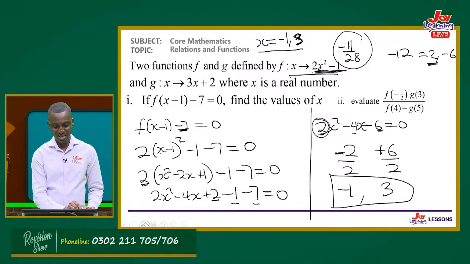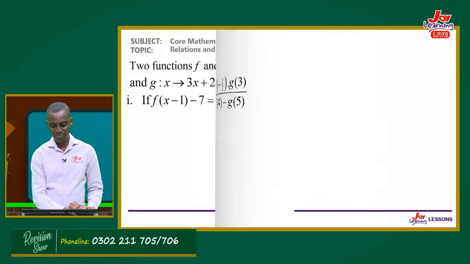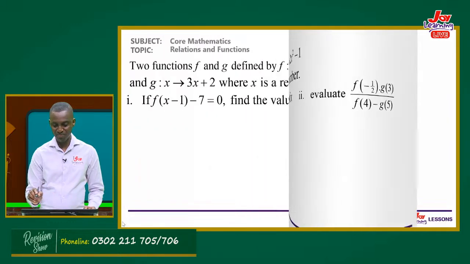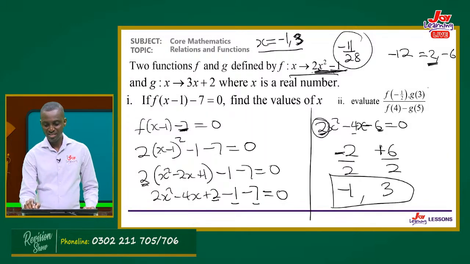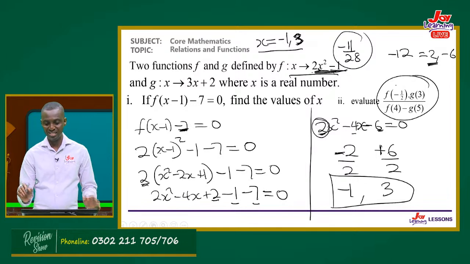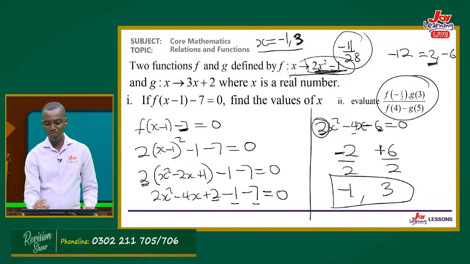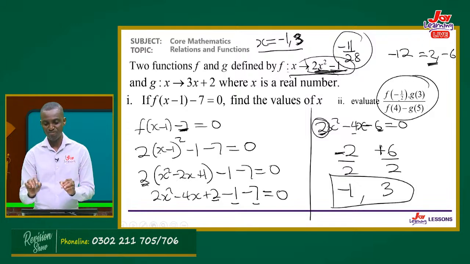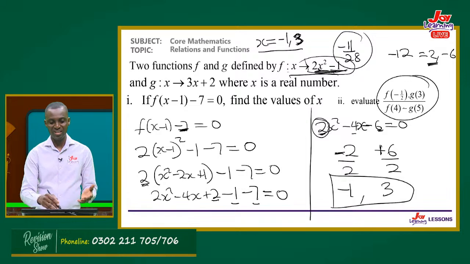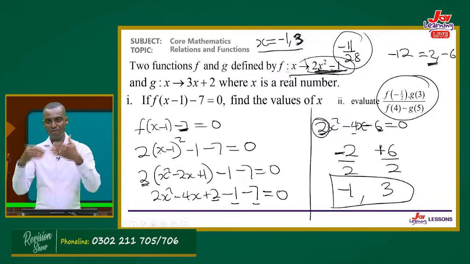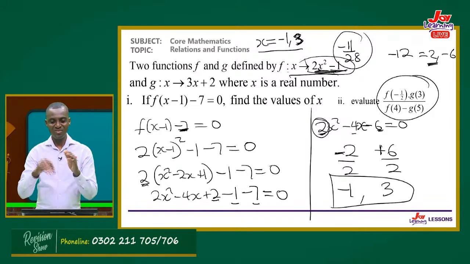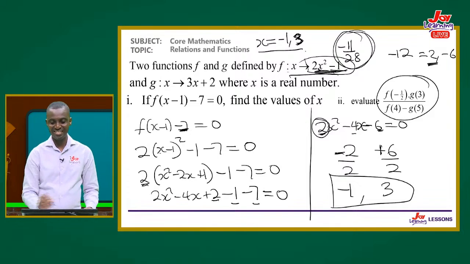Then for the second part of the question, you were supposed to simplify this. Wherever you see function f, put in negative half minus 1, then for the other one put in 3 plus 2. Do the same thing for the numerator and the denominator, and you simplify and get the answer: negative 11 over 28.